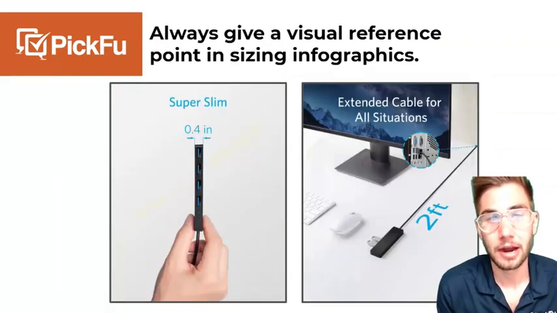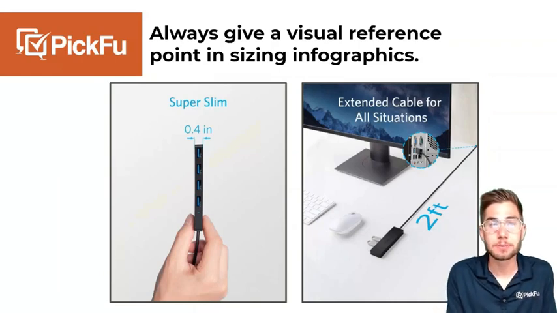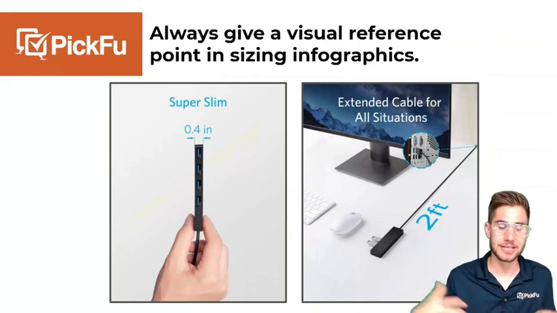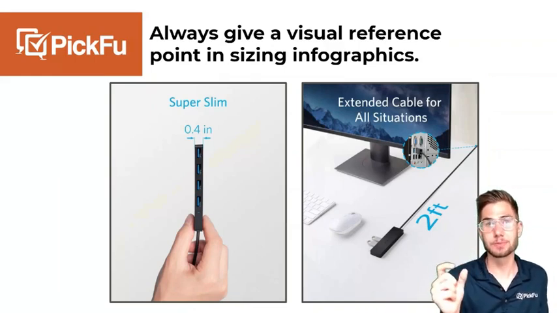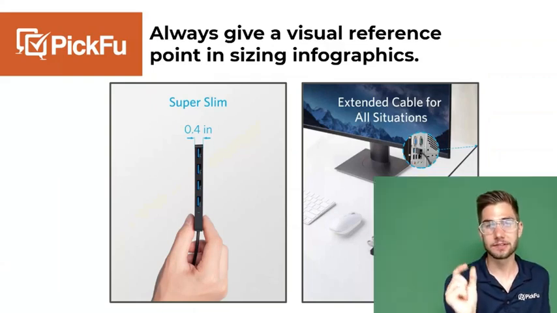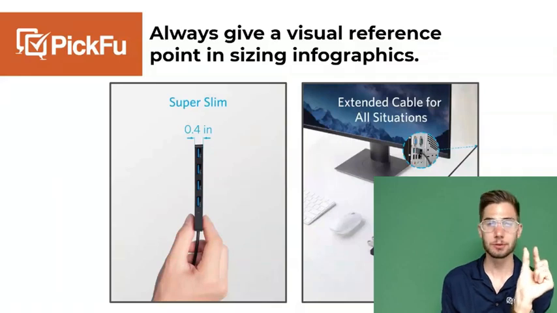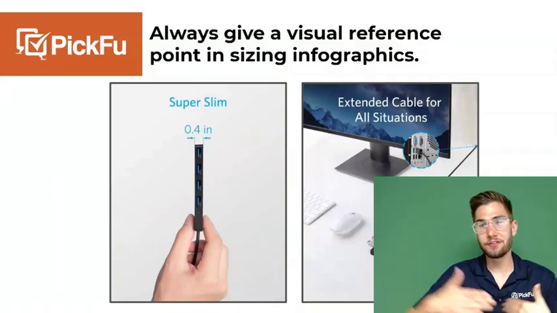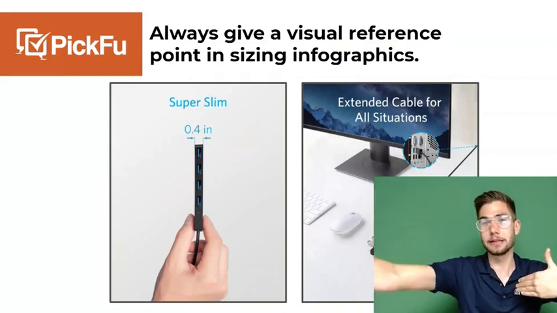As well, too, if you're ever making a sizing infographic, I always recommend giving a visual reference point. Our brain doesn't really think in terms of how big is 0.4 inches, how long is 2 feet. What it does think about is reference points of how big is something relative to something we know. So 0.4 inches means much more if I'm showing it between someone's fingers, right? 2 feet means much more if I'm showing it in relation to, okay, that's like a pretty long desk.